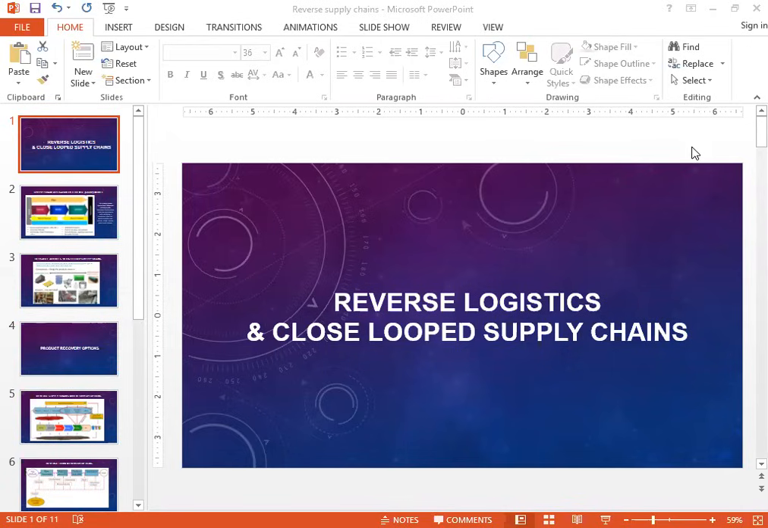Both of these terms, reverse logistics and closed loop supply chains, have become hot topics in supply chain management. Therefore, it's very important for us to get an in-depth understanding of what these terms mean and how they are being used in supply chain management nowadays.